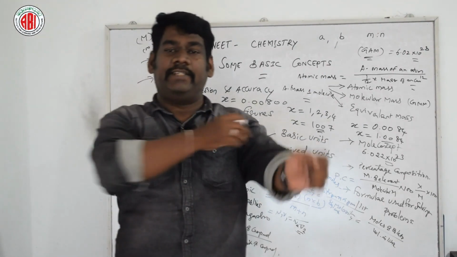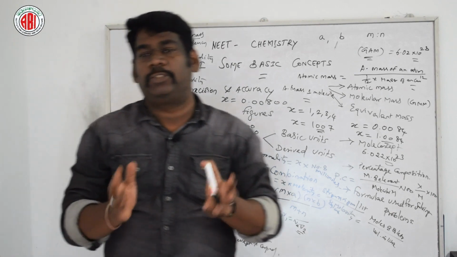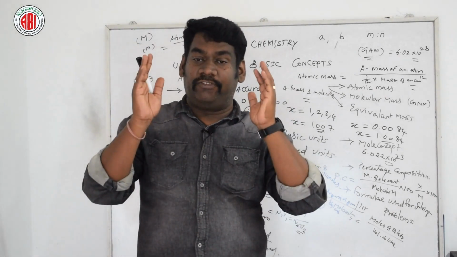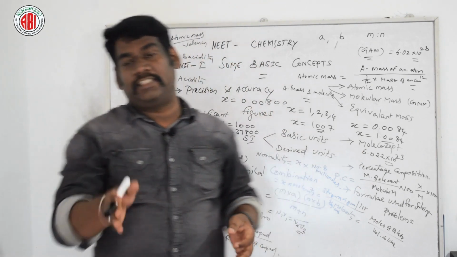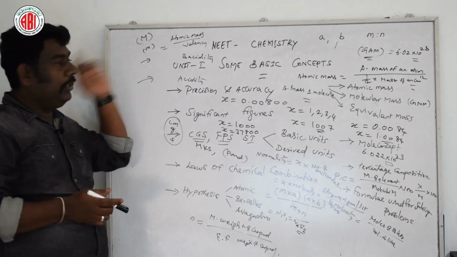Molarity is expressed by the number of moles of the solute by volume of the solution given in liter. Molality is said to be the number of moles of the solute by mass of the solvent given in kg. That is about molality, denoted by small m.